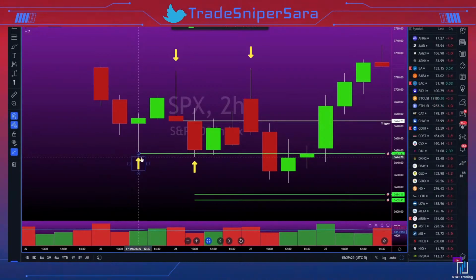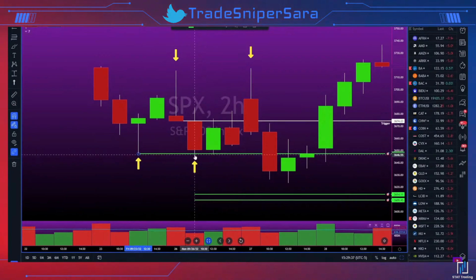Dumb money, or retail traders, are taught to short a break of support. And you can see how this works out for people who short at the lows. So this is where smart money and us are exiting our shorts.